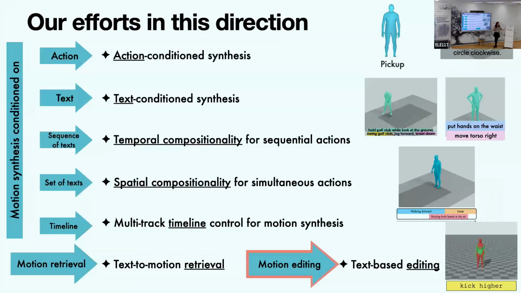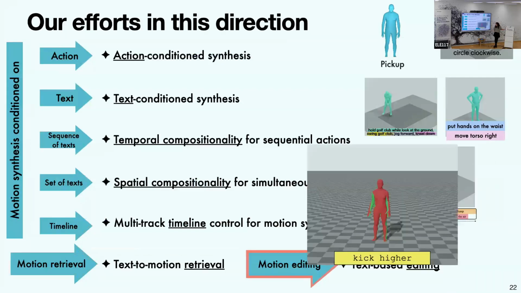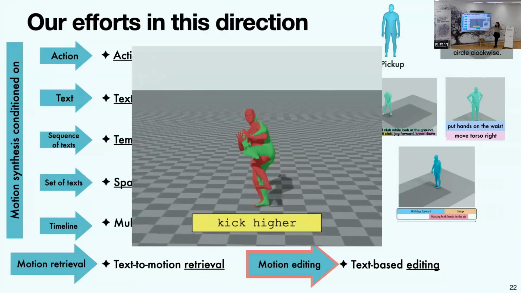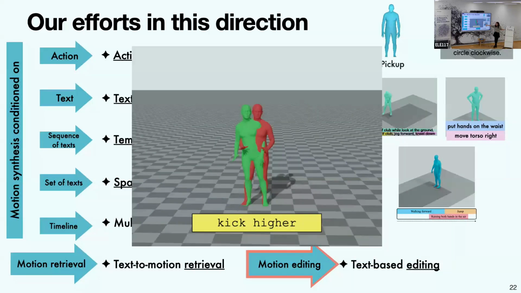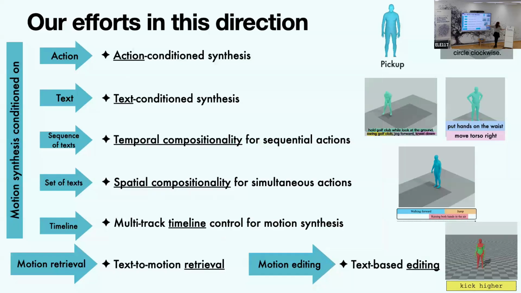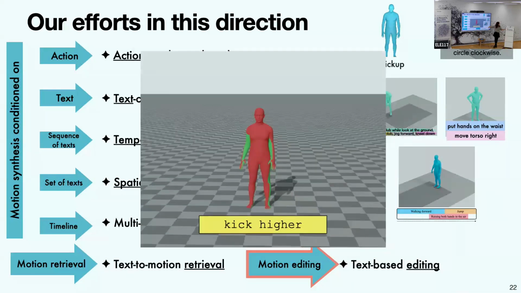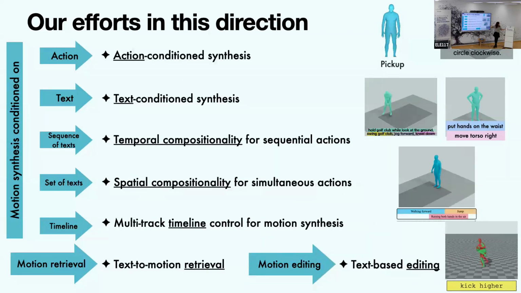And the last one, which is the most recent one I'm quite excited about, is editing. So you have a red motion, which is the source, and a text, "kick higher," and you want to generate, let's play it again, the green one. Get the idea.